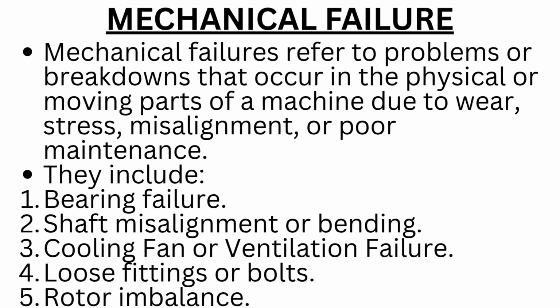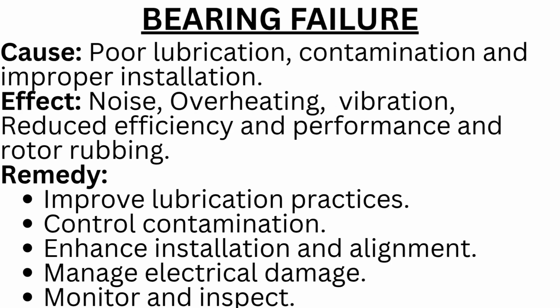Now let us look at the next common cause of failure in DC machines, that is mechanical failure. Mechanical failures refer to problems or breakdowns that occur in the physical or moving parts of a machine due to wear, stress, misalignment, or poor maintenance. They include 1. Bearing failure. 2. Shaft misalignment or bending. 3. Cooling fan or ventilation failure. 4. Loose fittings or bolts. 5. Rotor imbalance.